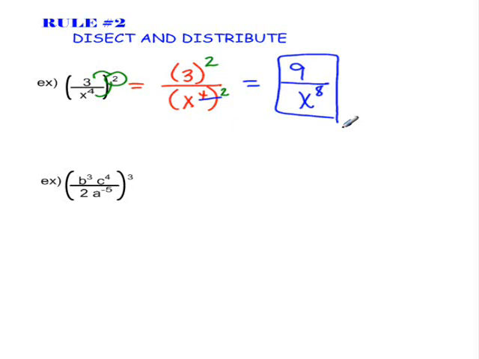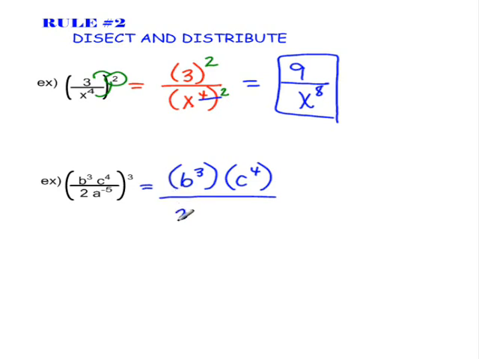Look at this next one. Let's get a little bit more elaborate here. I have b to the 3rd, c to the 4th over 2a to the negative 5th power. But all of that is raised to the 3rd power. What are we going to do? We're going to dissect and distribute. I have on top a b to the 3rd. That's one term there. Also, I have a c to the 4th.